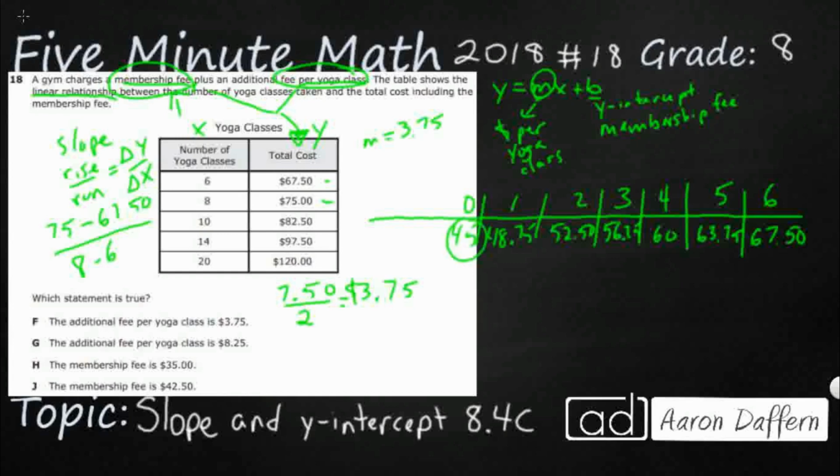And you know what that is? That's my membership fee. So 45 bucks, right? So I can say y equals 3.75x plus 45. So which of these is correct? The membership fee is not any of these. The additional fee per yoga class is F, 3.75.